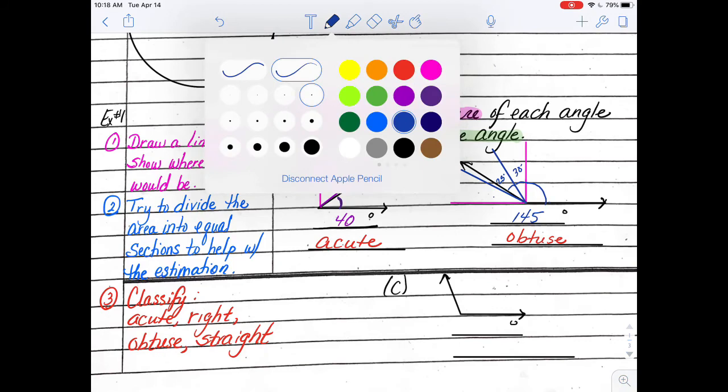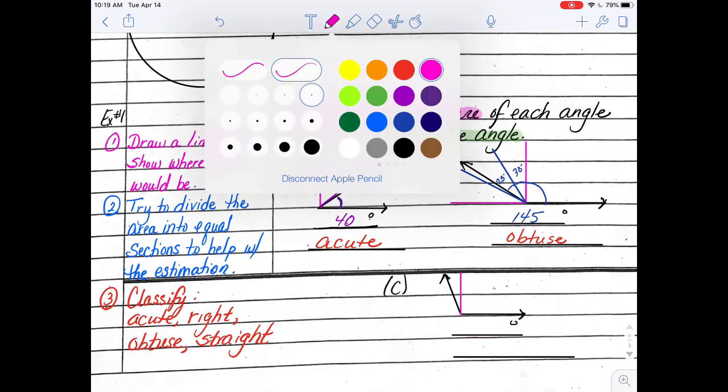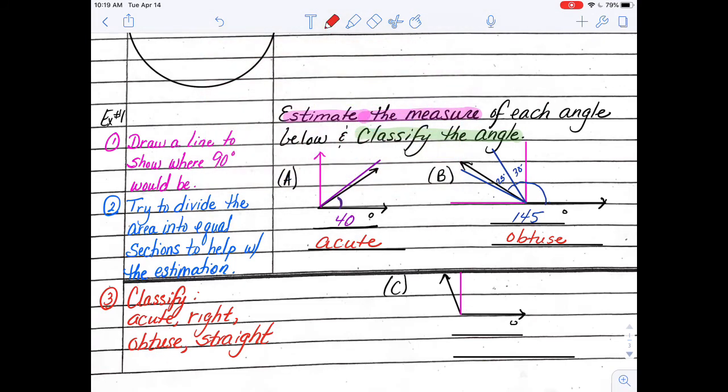Let's try it one more time. 90 degrees would be right here. Oh, this one's just a little bit more. So it's more than 90. So again, I still know it's obtuse. But how much more? Well, I know that halfway between would be 45. That's definitely less than that.